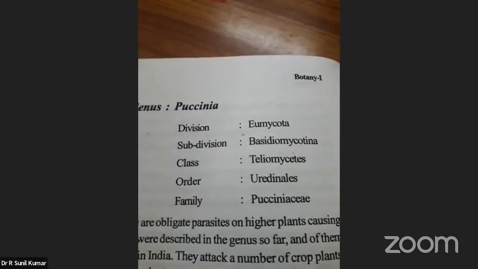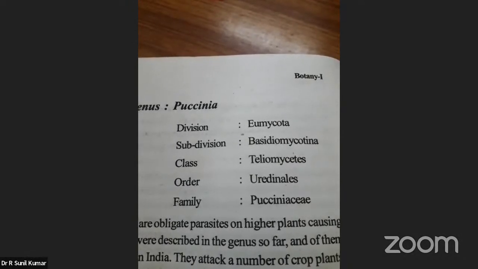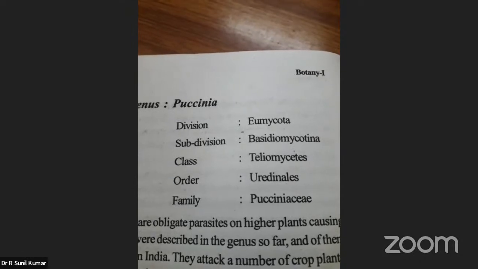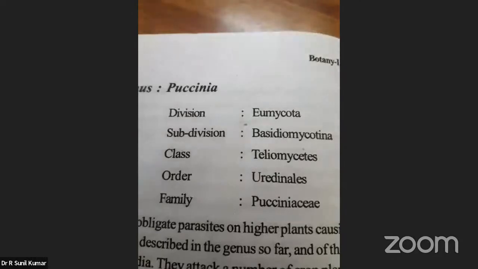The division is Eumycota, subdivision Basidiomycota, and the next one is the class Teliomycetes, order Uredinales, family Pucciniaceae. Actually, the order Uredinales and the Ustilaginales. Uredinales is the red color. Puccinia mainly causes the black stem rust of wheat, caused by Puccinia graminis tritici.